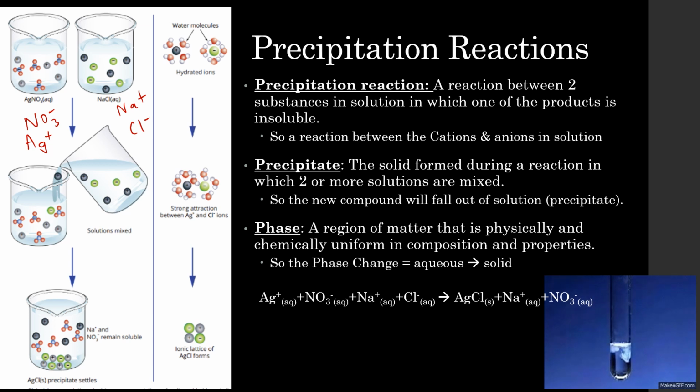So if I represent this as an equation, now you can see that I've got silver in solution, nitrate in solution, sodium in solution, and chloride in solution. I have formed silver chloride, which is solid, and so it's not ionized, and I'm left over with sodium and nitrate in solution.